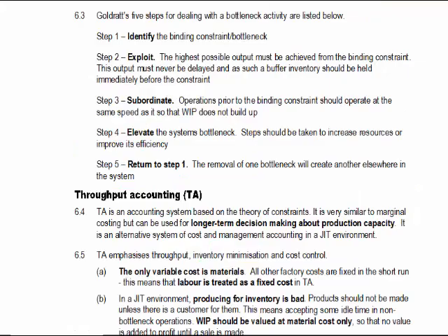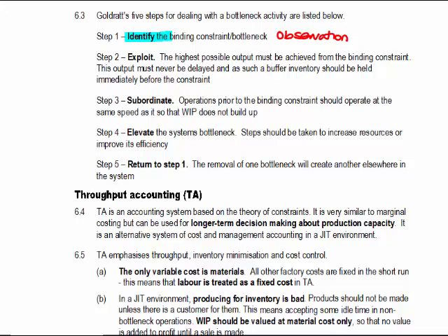Now, Goldratt came up with 5 steps for dealing with the bottleneck activity. The first step was to identify the binding constraint or the bottleneck. So here we've got component preparation, and that's just going to be done by observation, presumably within the factory, and asking what's the slowest process here? What's going to be the thing that's holding up everything else and stopping us generating our throughput?